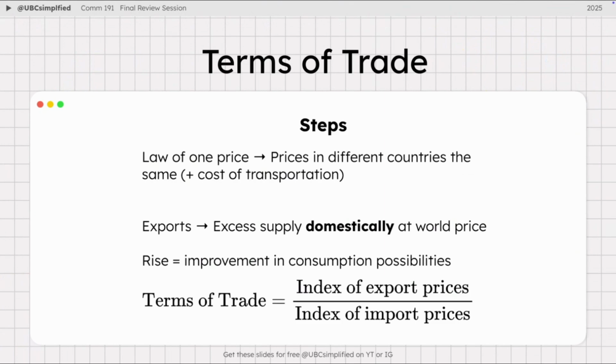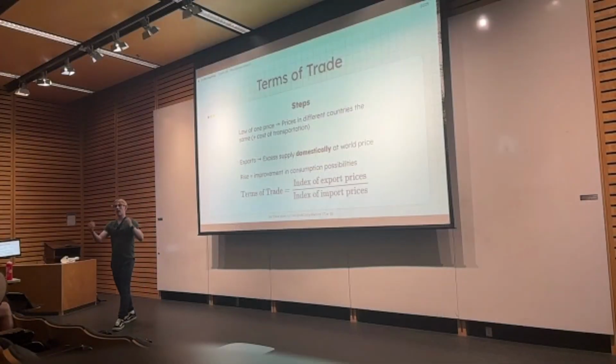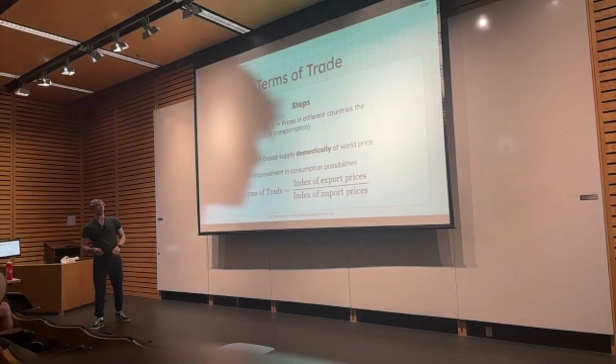And when we create exports, this is because we have excess supply domestically at the world price. This means that at the price determined by all of the demand within the world, at that given world price, we would produce excess supply, and therefore we'll export it. So at a given world price, if we have excess supply, we're going to want to export that, and the inverse is true for imports.